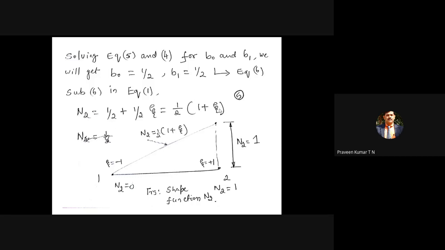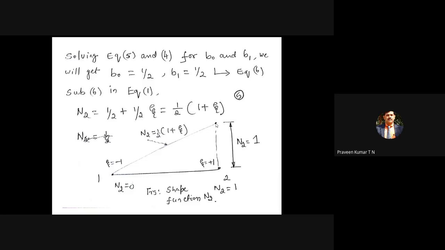into 1 plus xi. So it is nothing but a straight line equation. At node 1, the N2 value is 0. That's the general property of the shape function. At node 2, the N2 value is 1. So here we're getting a 1. And the variation of the shape function within the element is linear.